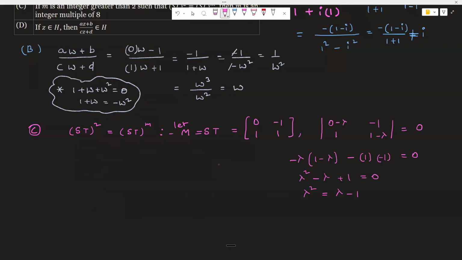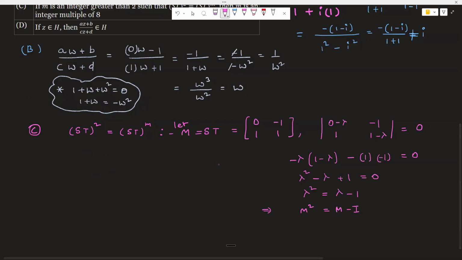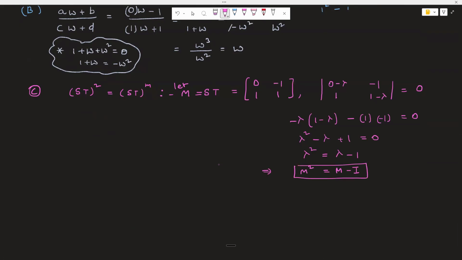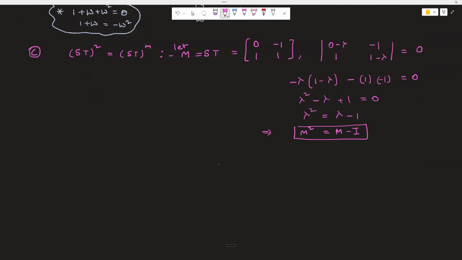So instead of lambda, we can replace that with m, because actually the matrix is m, which is st. So we can write m square is equal to m minus I. Okay, so m square is equal to m minus I. Let's do multiplication with power 3. So how to create power 3 with this?